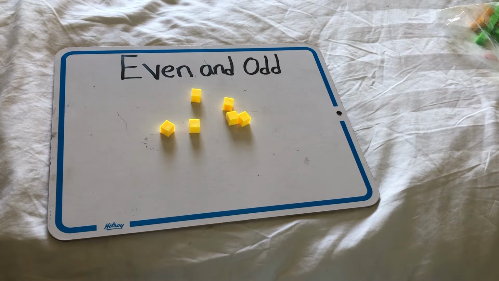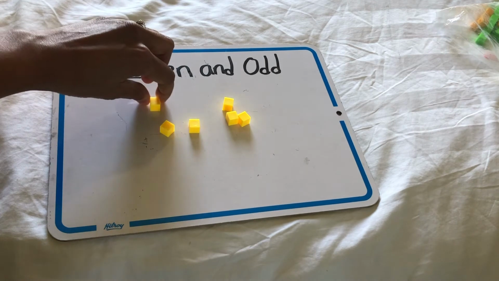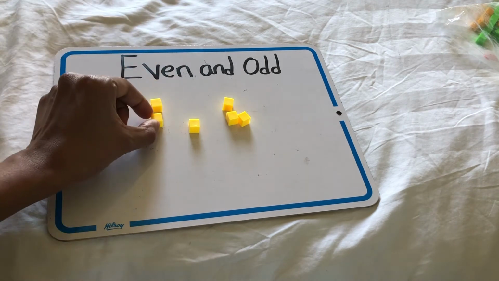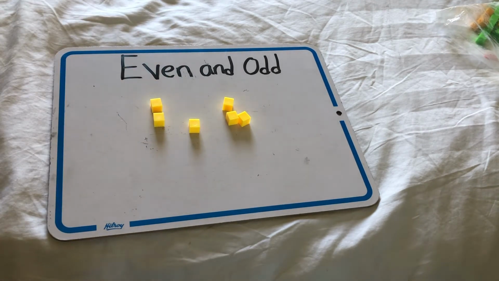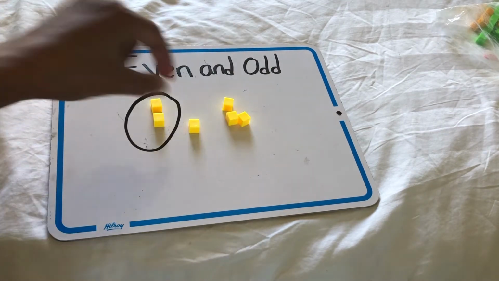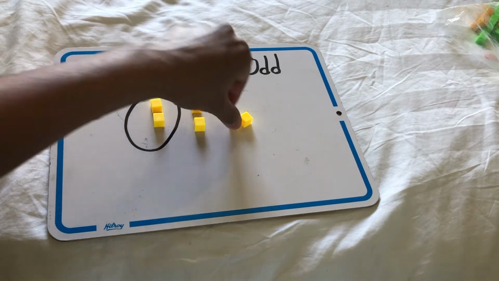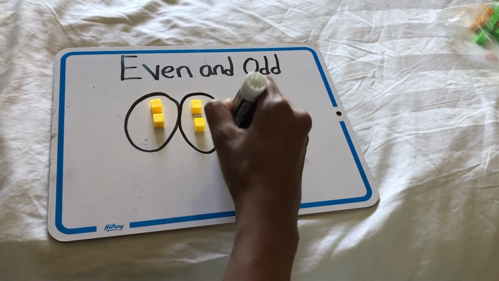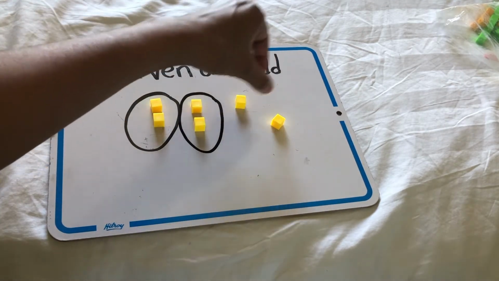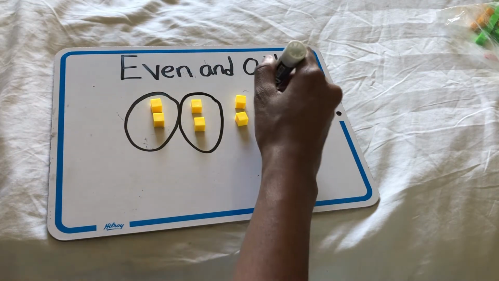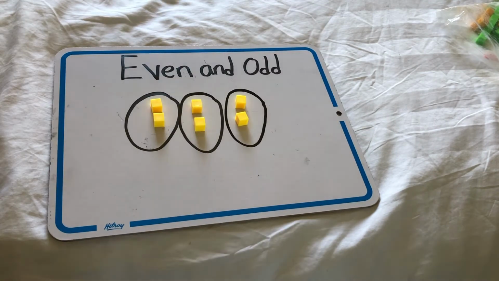Alright, I have these cubes. Now what I need to do is pair up the cubes. Pairing means you're putting the cubes into groups of two. So this cube right here has a buddy right here, so they're in a pair. This cube right here, I'll give him this buddy over here, so now they're in a pair. This cube right here, he has a buddy right here, and they're in a pair.